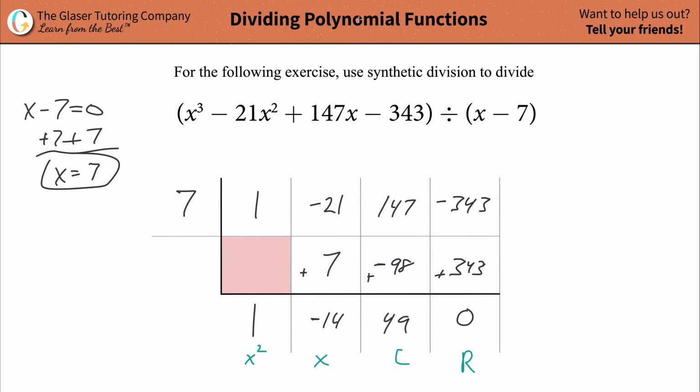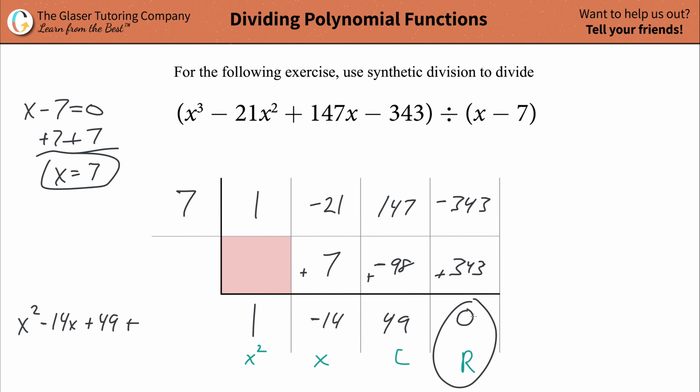Now you can start to write out your quotient function. So you have 1x squared, which is just simply x squared. I'll write it on the left-hand side over here. Then you're going to have minus 14x plus 49, because that's a constant. There is no x. And then plus now your remainder.